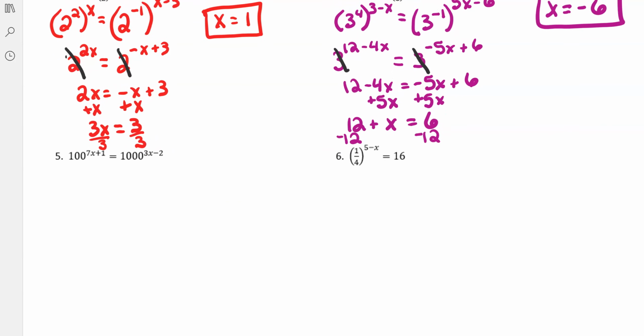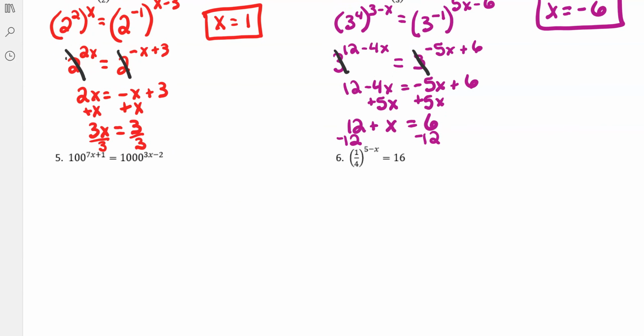All right, last row, we're going to look at 5 and 6 here. For 5, we have 100 to the power of 7x plus 1, and then 1000 to the power of 3x minus 2. So 100 and 1000 are both in the tens family. So 100 is 10 squared, and then 1000 is 10 to the third power.